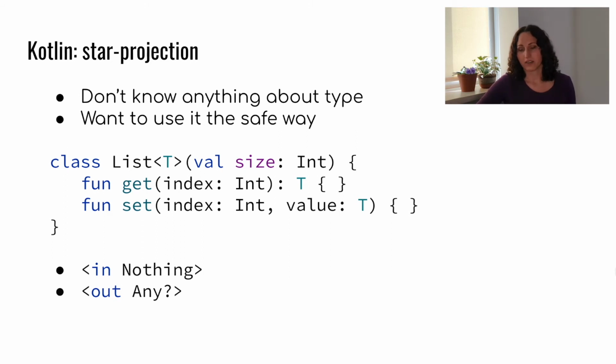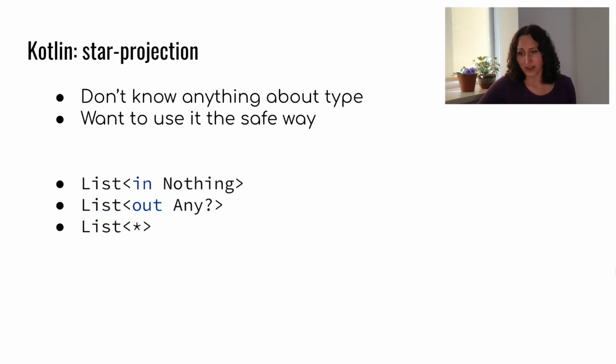Of course, we can use the following constructions: for producers we can write out Any?, for consumers we can write in Nothing, but there is a simpler way. We can just use this star, which substitutes such constructions and which is the more preferred way of using it in Kotlin. Great.